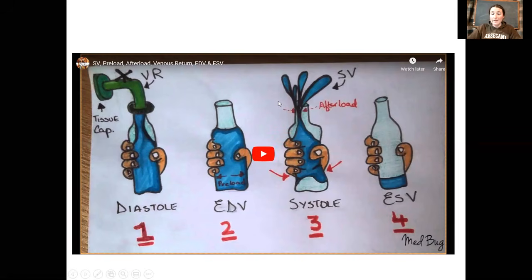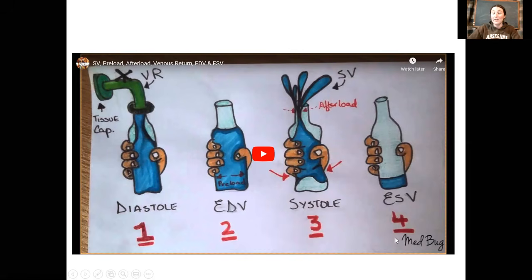We need to overcome this. In the case of the bottle, there might be a little cap on the bottle, or minimally we have to overcome gravity to get the water out of that bottle. And so the volume of water that is leaving the bottle is called the stroke volume. That's what is physically ejected. And even after the systolic phase, when the hand relaxes, when the ventricle relaxes, there's always going to be just a little bit of blood left over, and that is called the end systolic volume.